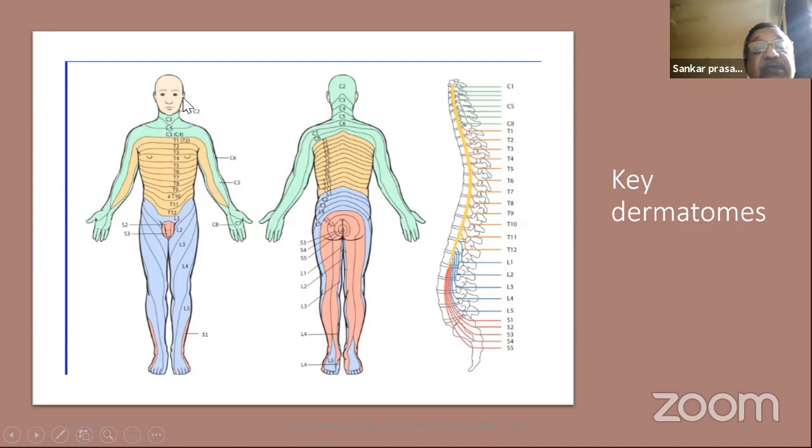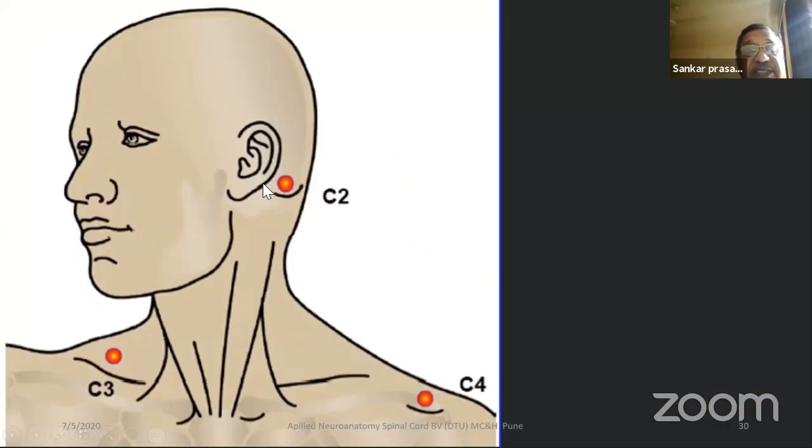You have to remember there is no C1 dermatome, there is C2, C3, C4. C3 is the collar area, and C2 is the suboccipital region. C4 is on the shoulder area, and C5 on the lateral aspect. I'll show you independent diagrams so that you can remember it very well and practice. This is the C2 which you have to test. You have to test with one prick, not repeated pricks.